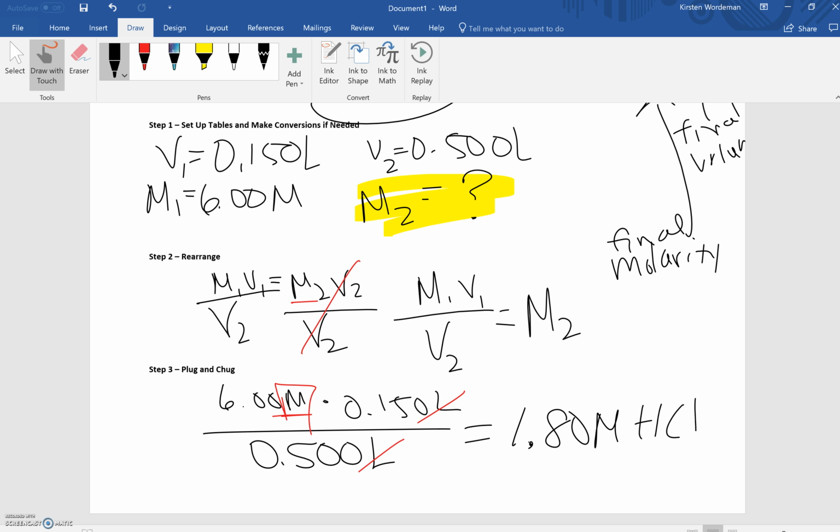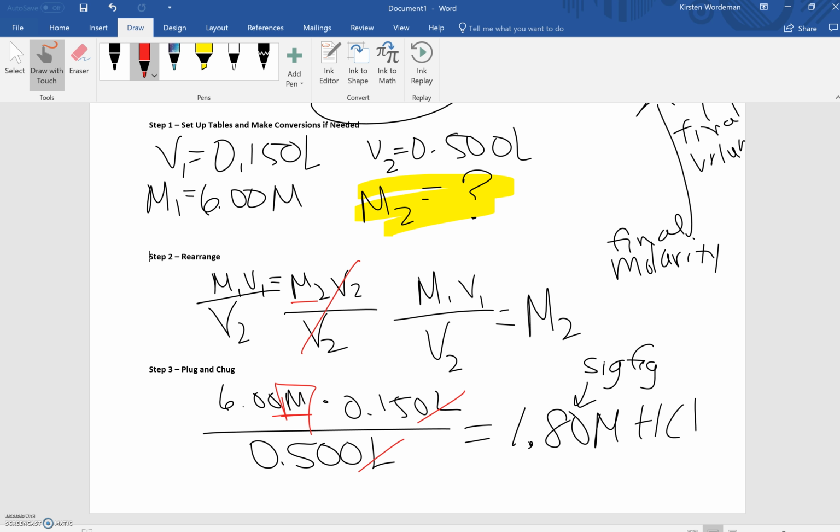Now, make sure that you have 3 sig figs, as you do have 3 sig figs in each one of the values you've put into your equation. So you're going to have 1.80, making sure that the 0 is significant because it's after that decimal point. So you have a total of 3 sig figs for your final answer.